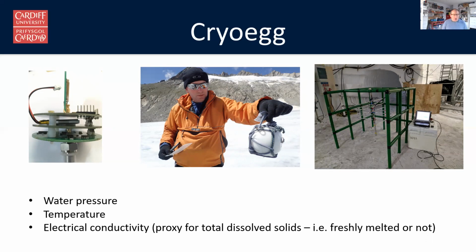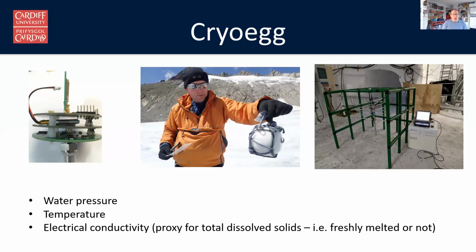So what Cryoegg does is it measures the conditions under the glacier. And to begin with, we started with some relatively simple physical conditions that are relatively easy to measure: water pressure, temperature, and electrical conductivity. And water pressure tells you essentially, is the water lifting the glacier up off the bedrock, which sometimes happens in the spring in alpine type scenarios, or is the water flowing out freely, in which case it's close to atmospheric pressure.